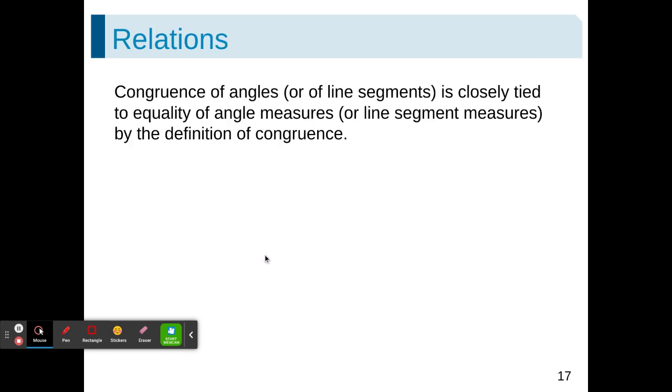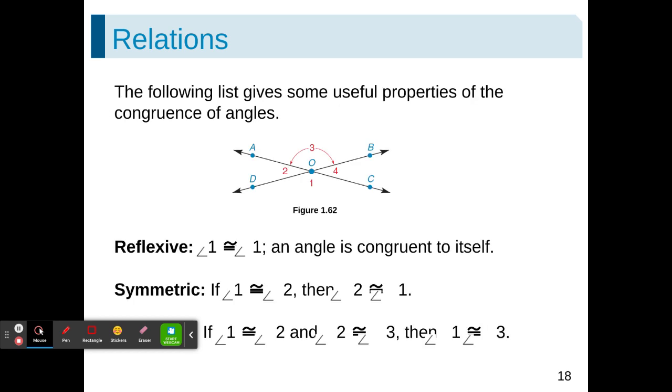So relations: the idea of congruence of angles or of line segments is closely tied to equality of angle measures or line segment measures by the definition of congruence. This is a great example of how you'll apply these different relations. The following list gives some useful properties of the congruence of angles.